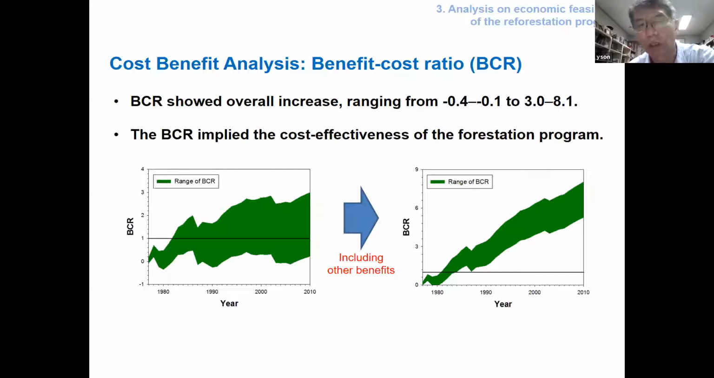reforestation. Okay, this left hand figure shows BC ratio with only DRR. But if we include other benefits, the ratio is much higher. Okay, compared to the scale. Left hand, the scale is 4, BC ratio 4, but right hand side, the ratio is 9, more than double. Okay, BC ratio becomes much, much higher when you include other benefits.